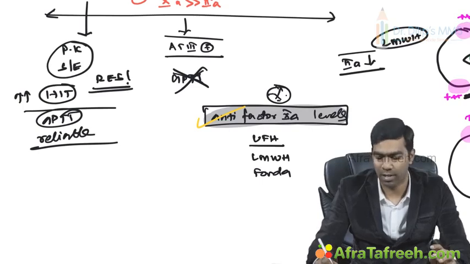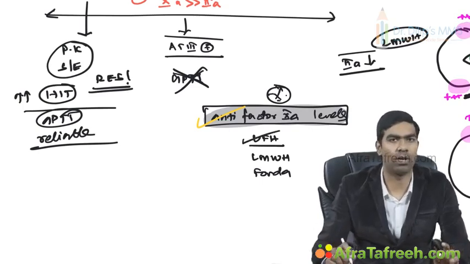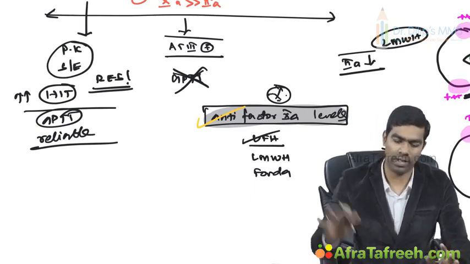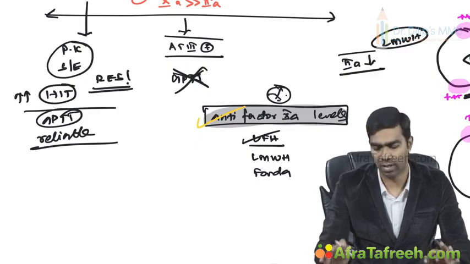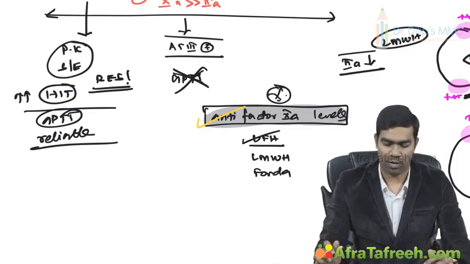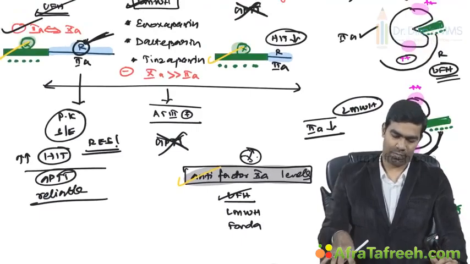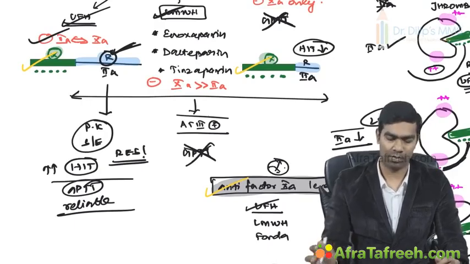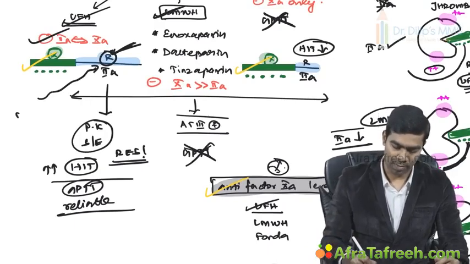Remember, if you want to use APTT, it will be reliable only for unfractionated heparin. But if you use anti-factor 10A levels, it can be useful for all three heparins. There is no doubt in it. Clear now? So these are the mechanisms of your heparin action. Similarly, your antidotes. What is the antidote? Protamine sulfate.